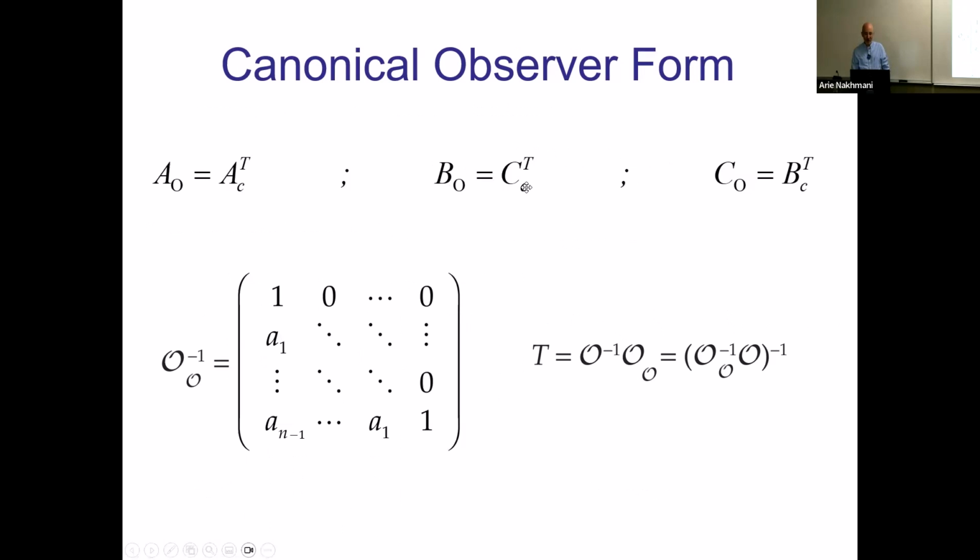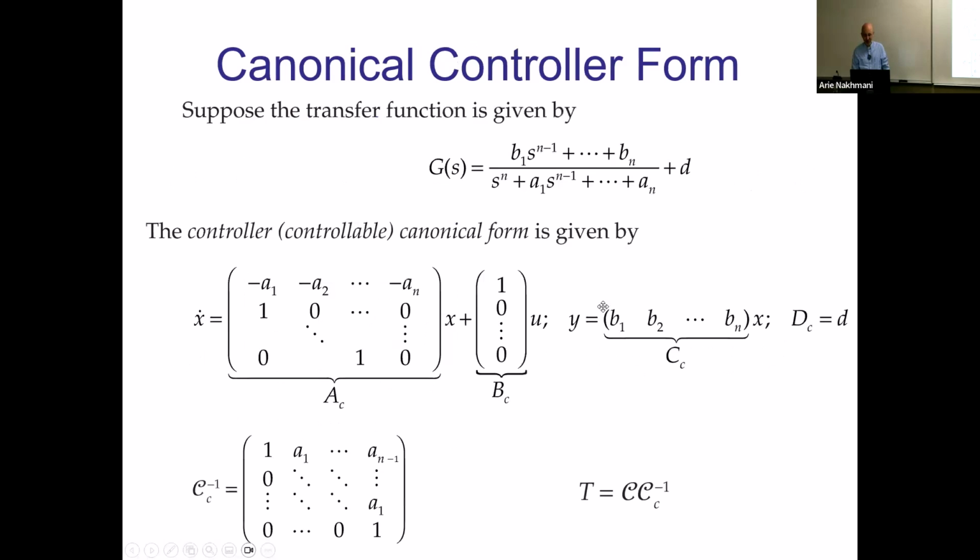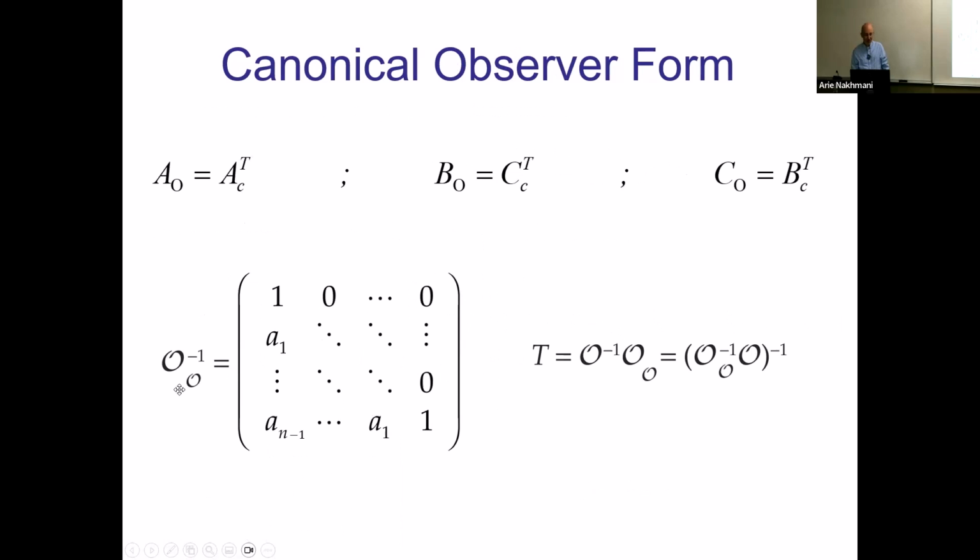B of the observer will be the transpose of the C of the controller form, and C of the observer will be just B transpose from the previous one. So this transpose will be here, and this transpose will be here. That's it. And the inverse of the observability matrix now will become invertible always. Also very similar, flipping the previous matrix.